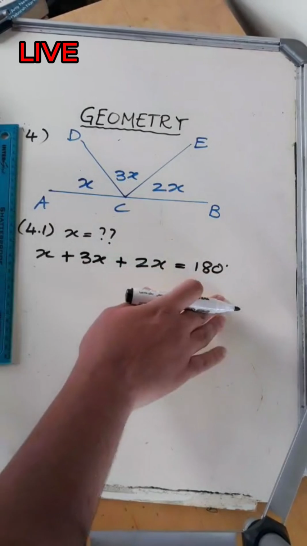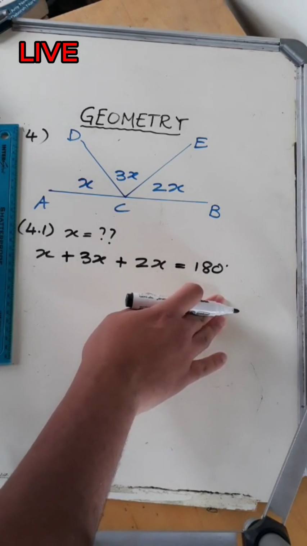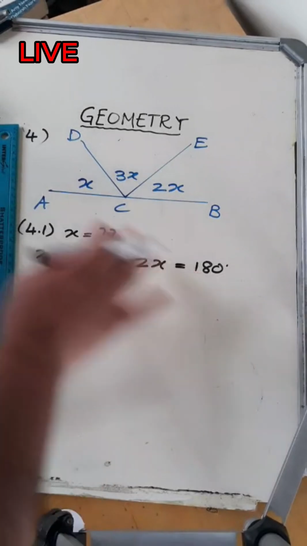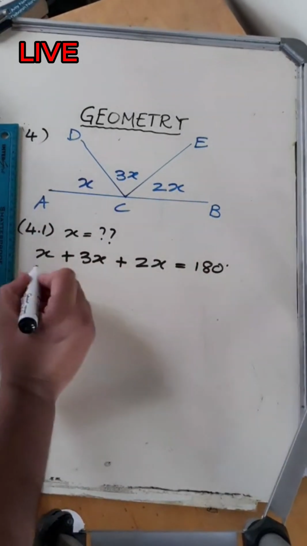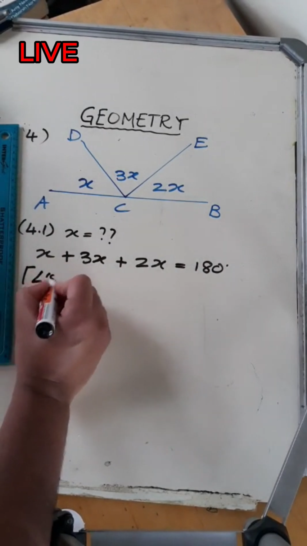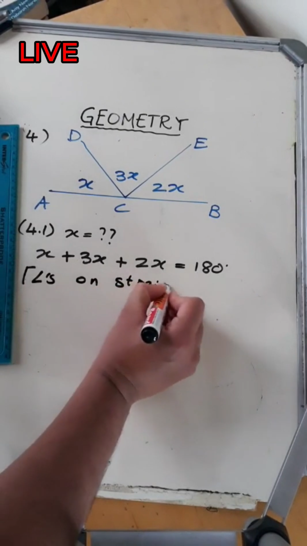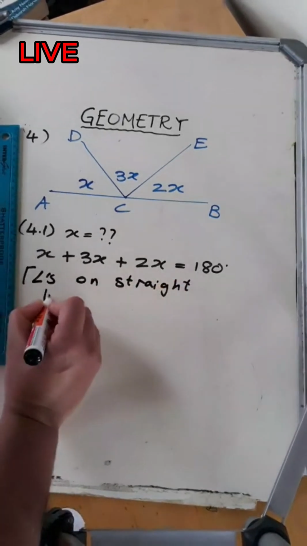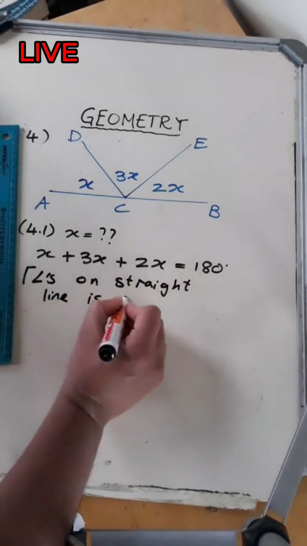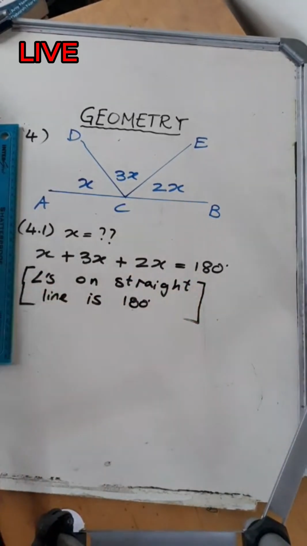Why did I do that? Why did you brush your teeth this morning? Because you don't want it to rot, and all the negative things due to not brushing your teeth. And the reason behind this is that all the angles on a straight line are equal to 180. You need to write it down because you need to get marks for that. So: angles on a straight line is 180 degrees. Okay, that's going to be your reason.